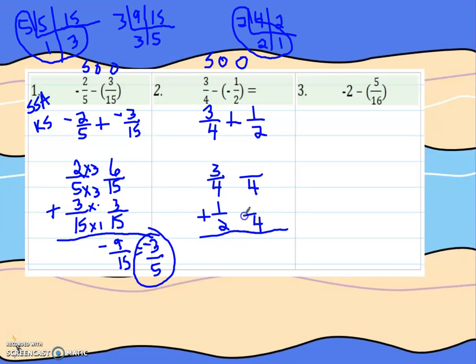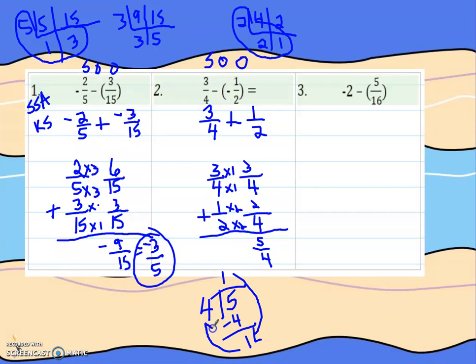Equivalent fractions say whatever you do to the bottom, you do to the top. So 4 times 1 is 4, so 3 times 1 is 3. 2 times 2 is 4, so 1 times 2 is 2. 3/4 plus 2/4 is 5/4. 5/4 is improper, so you have to Taibou it out. 4 can go into 5 once. We have 1 and 1/4.